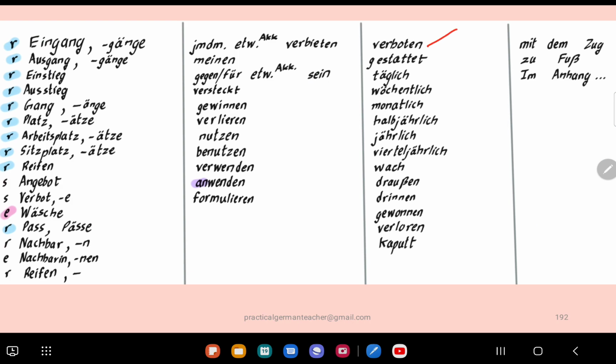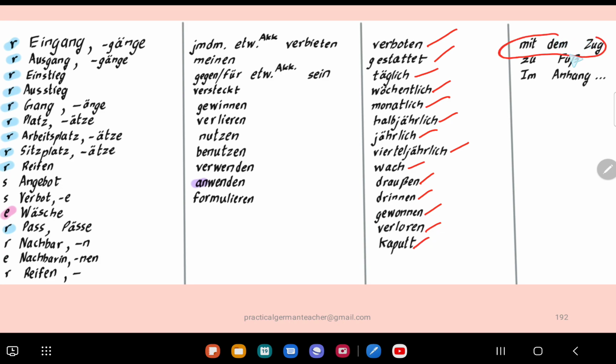So verboten is not allowed. Gestartet is allowed. Täglich, daily, weekly, monthly, half yearly, yearly, quarterly, awake, outside, inside, won, lost, broken.